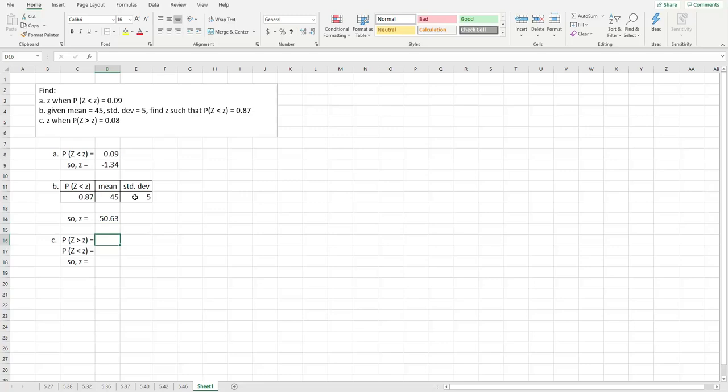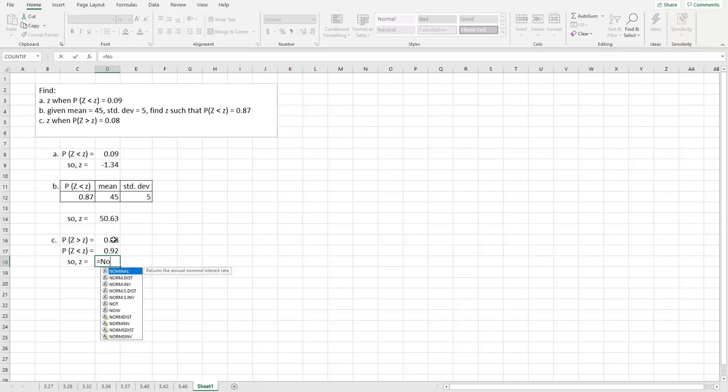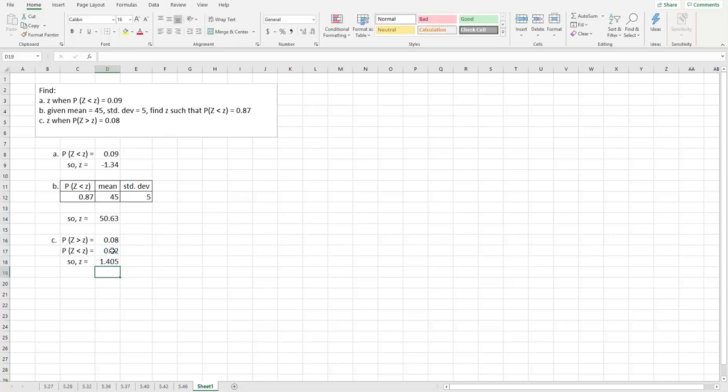Like before, let's put down our at least probability, and let's use our at least probability to find our at most probability. So now to find the random variable, since we're only given probability, it's safe to assume that this is also standard normal distribution again. NORM.S.INV and then probability, and that gives us our random variable.